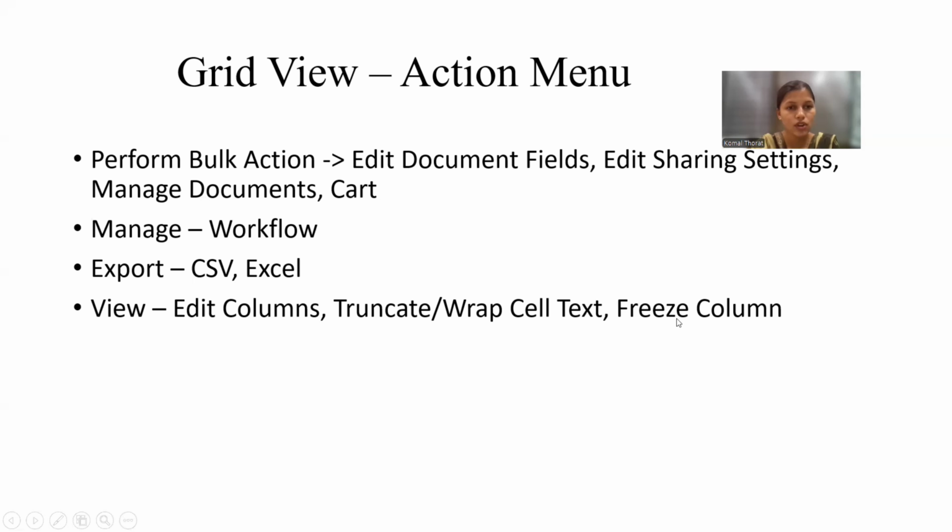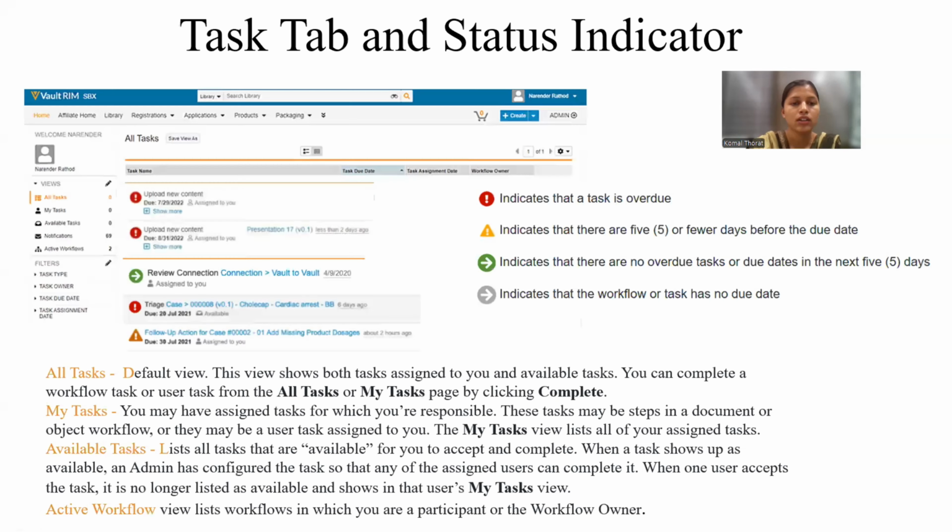Then you have a freeze column action there. If you want the document number column to be frozen, and all other columns, whatever 20, 25 columns are there, you want to scroll, and only one column needs to be frozen, you can freeze it from the action menu of the library. And then next thing is the task tab. Whatever happened in the library is also available in the task tab.